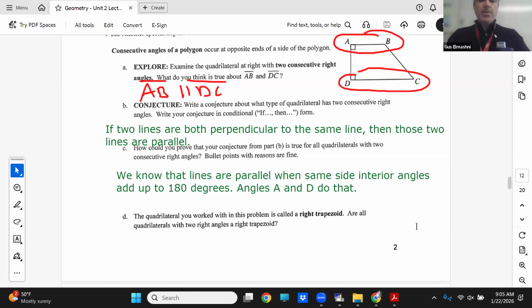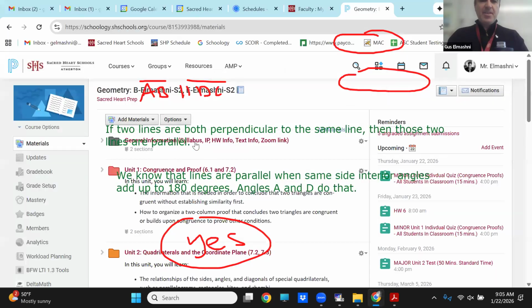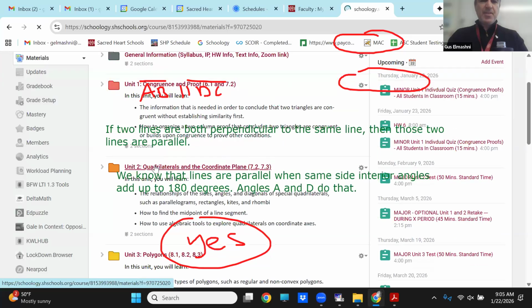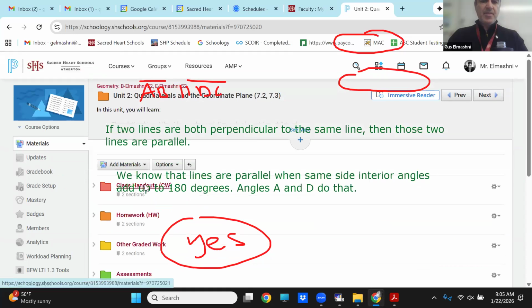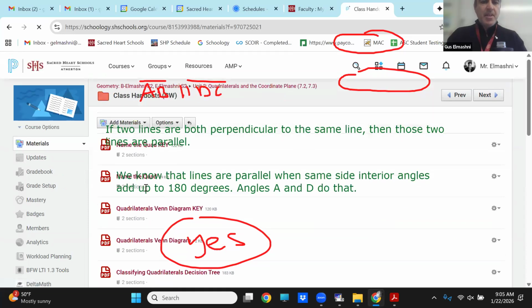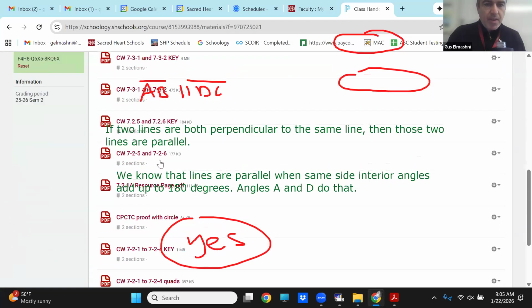Are all quadrilaterals right angles? Um, well, yeah. Why would it not be? I think. Pretty sure. I could cheat and look at the school notes. I'm pretty sure. Class handouts. This is 725.